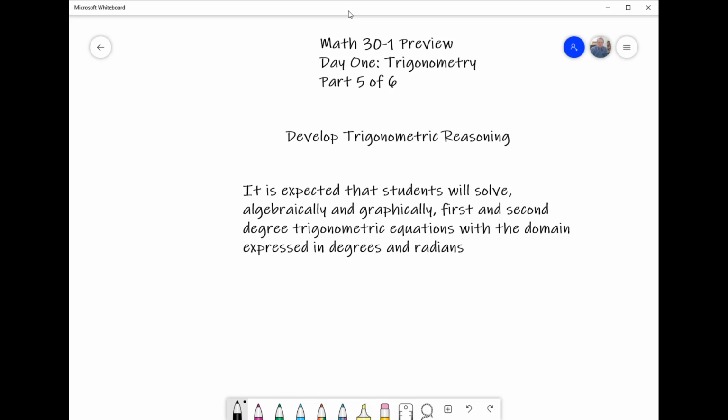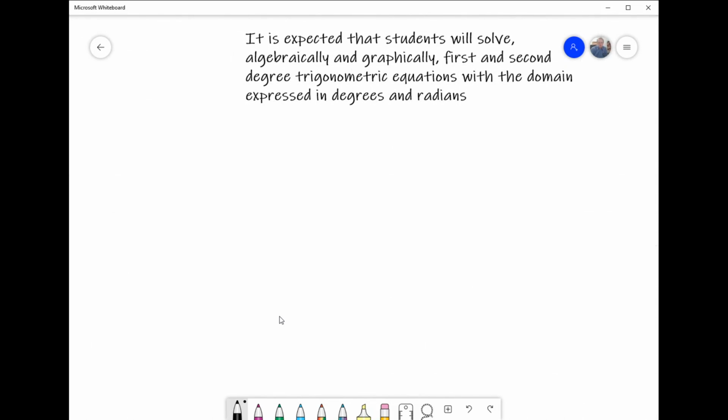As we continue through the general outcome, develop trigonometric reasoning, we move on to part 5. It is expected that students will solve algebraically and graphically first and second degree trigonometric equations with the domain expressed in degrees and radians. So that's certainly a whole lot of words. What does it mean? Well, what it means is that you could have problems like cosine of theta minus 1 equals 2. And you're expected to solve these.